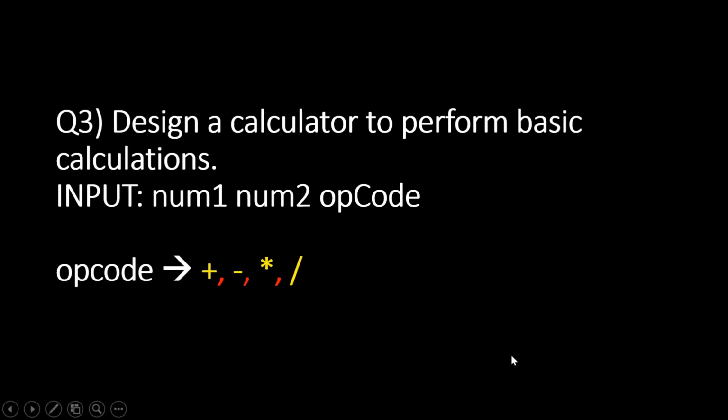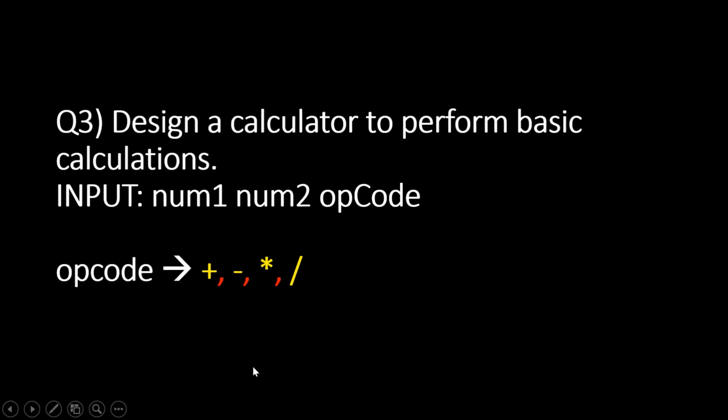So now let us start with our third question. This is the third question for this video. The question says: design a calculator to perform basic calculations. You will be given an input, and the input format is num1 space num2 and an opcode, that is an operand code. The value of opcode will be plus, minus, multiplication and division symbol. So you have to perform these four operations on these given numbers. So you have to design a basic calculator.